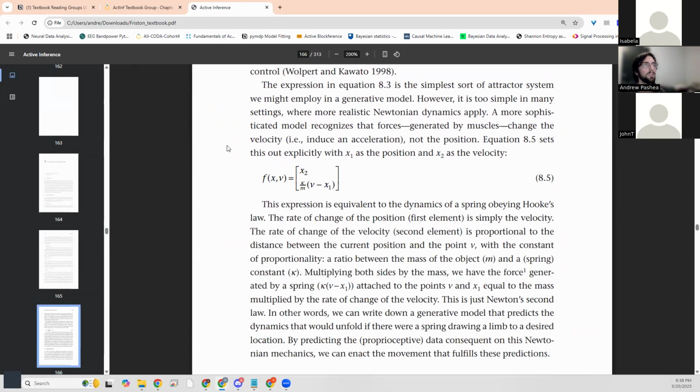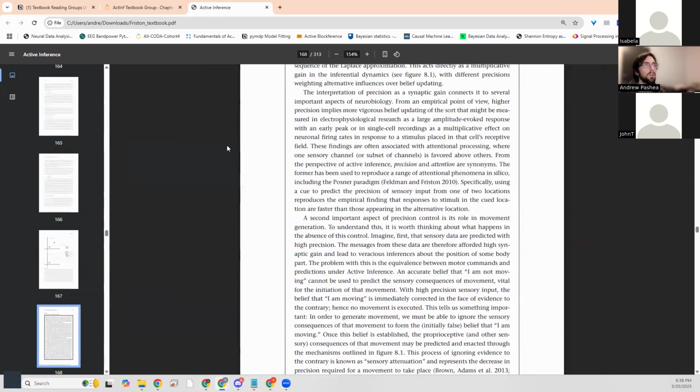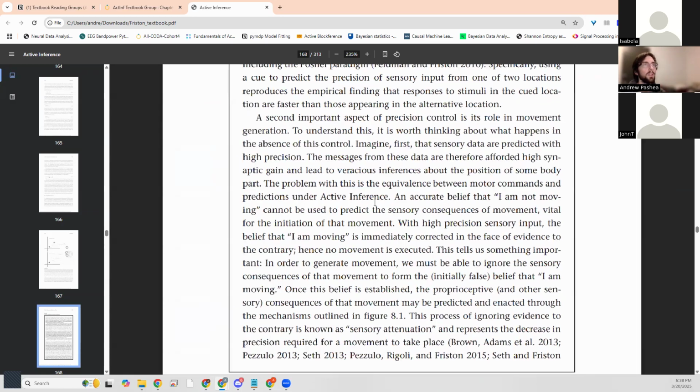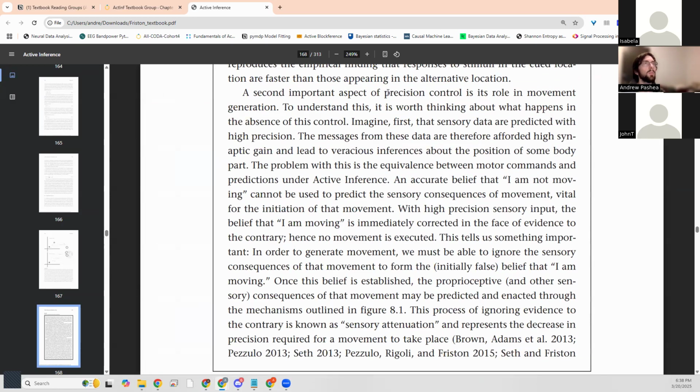Let's go to box 8.1. Of course, it's a text. Precision control is its role in movement generation. To understand this, it is worth thinking about what happens in the absence of this control. Imagine first that sensory data are predicted with high precision. I am sitting down. I notice I'm sitting down. The messages from these data are therefore afforded high synaptic gain and lead to veracious inferences about the position of some body part. I am definitely sitting down.